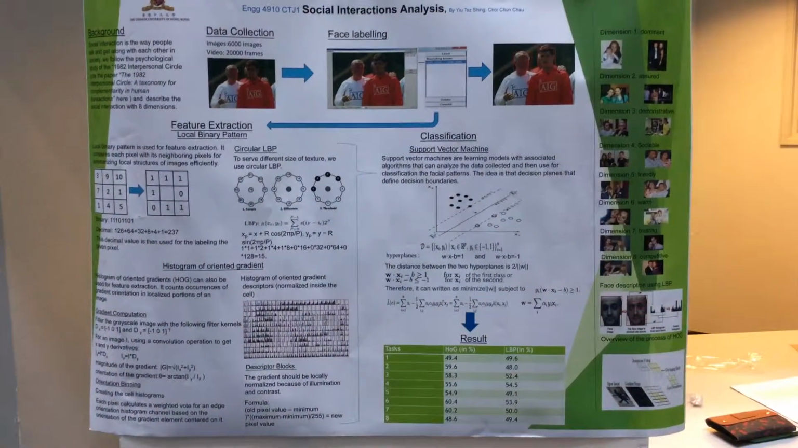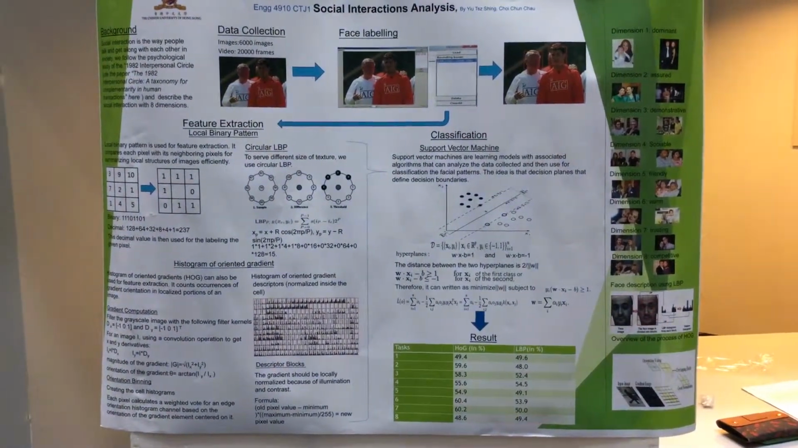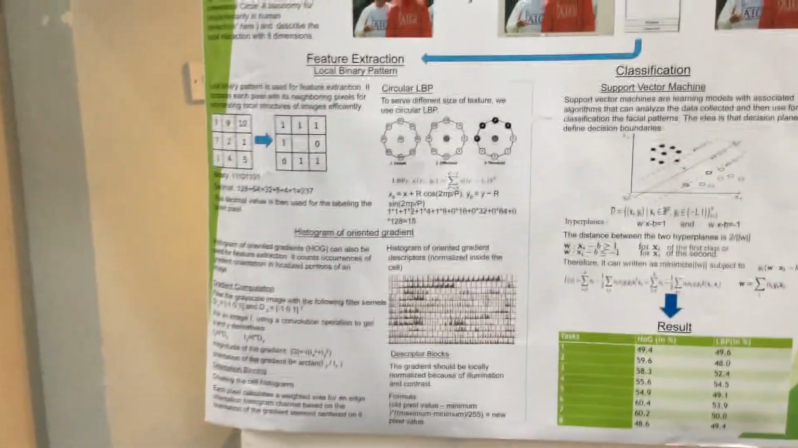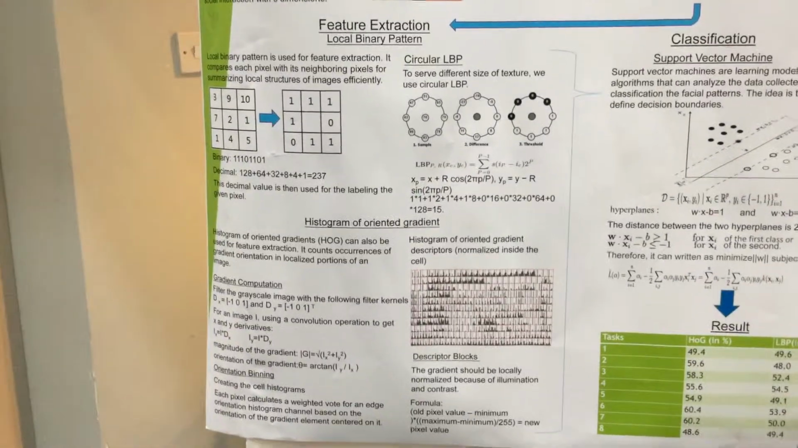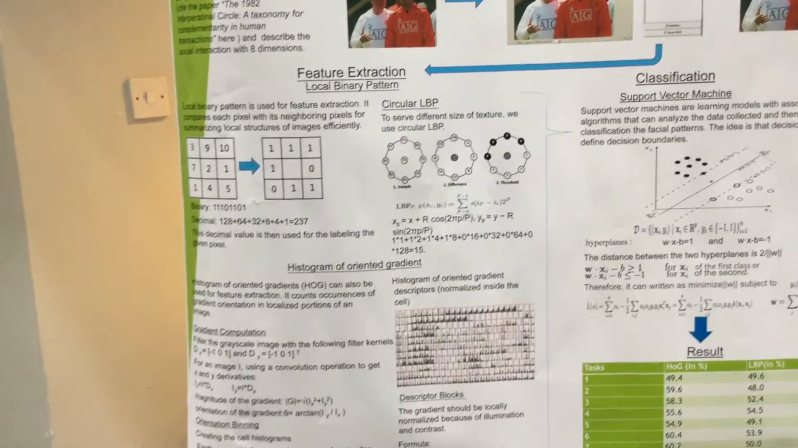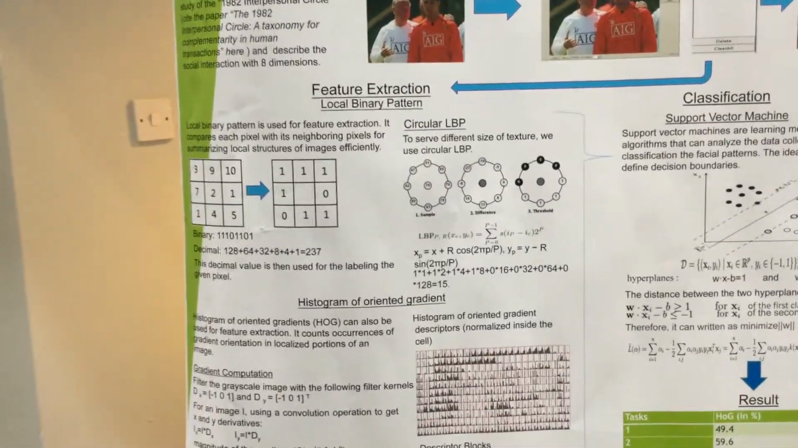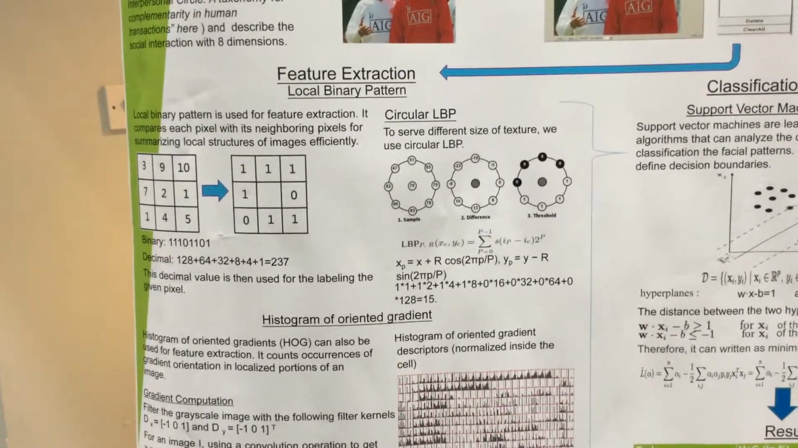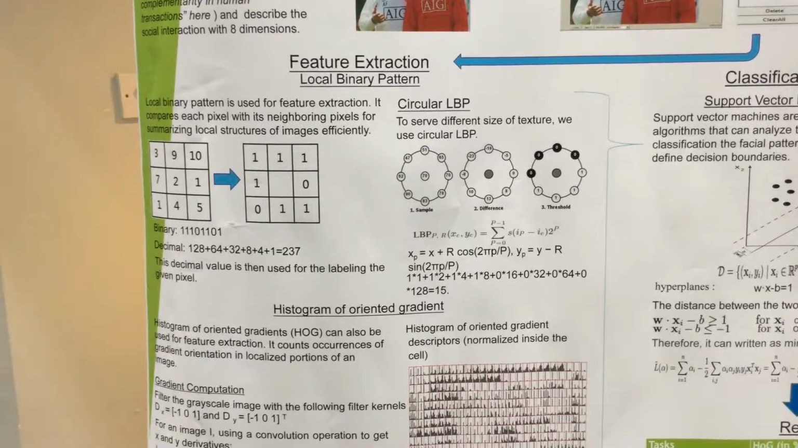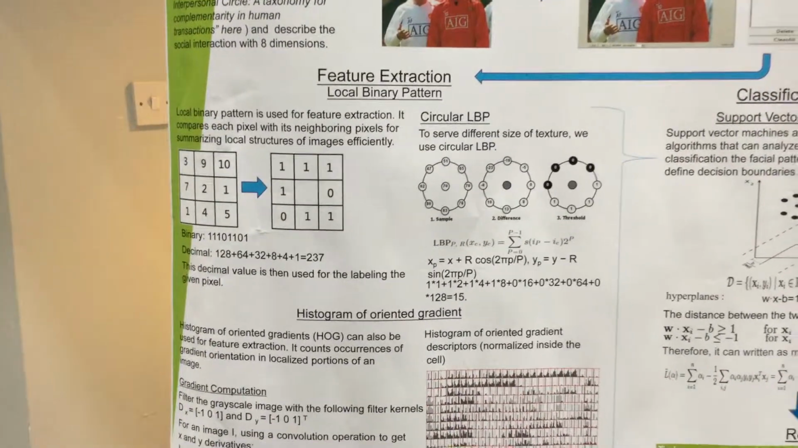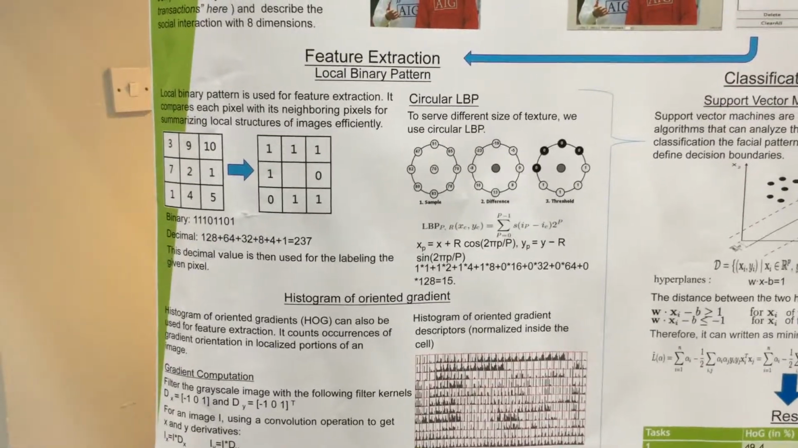After this process, we do the feature extraction. For the feature extraction, we have 2 methods. One is the local binary patterns, called LBP. For LBP, we take a central pixel and compare it with the 8 pixels in its 3 times 3 neighborhood. For example, 3 is larger than 2, so we encode it as 1. 1 is smaller than 2, so we encode it as 0.